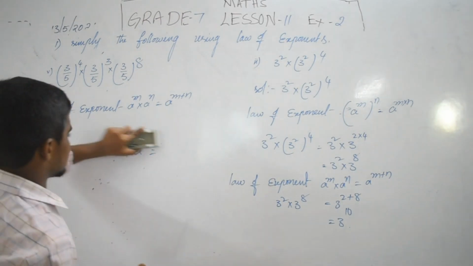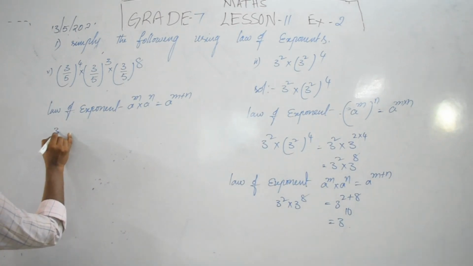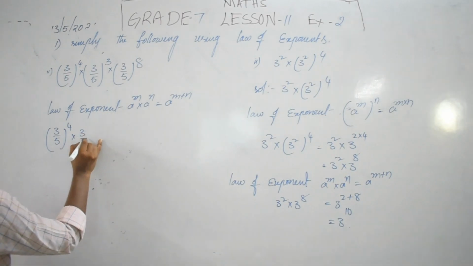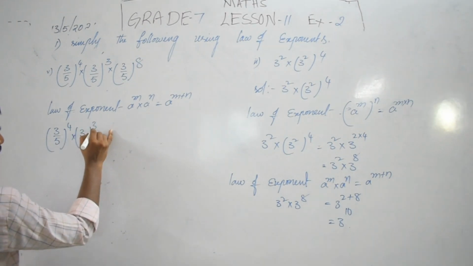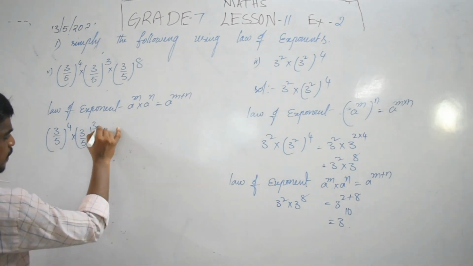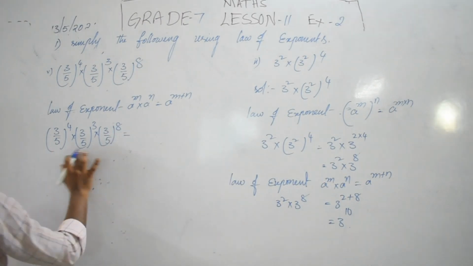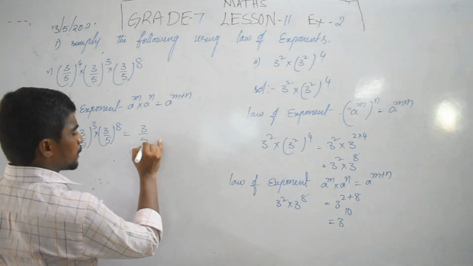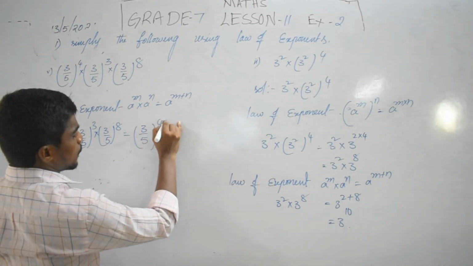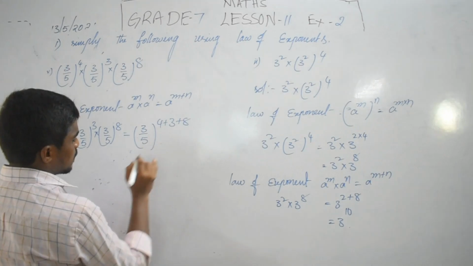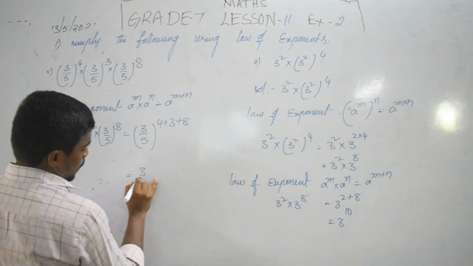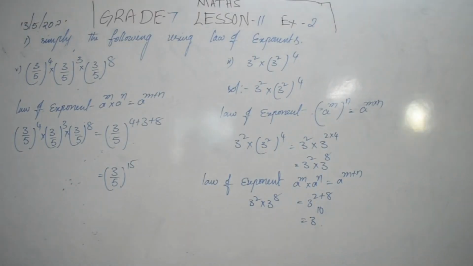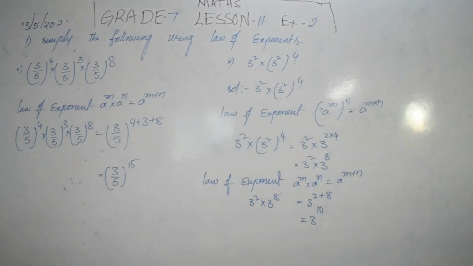So as in this, 3 power 5 4 multiplied by 3 power 5 3 multiplied by 3 power 5 8. Bases are equal, powers are added. 3 power 5 into 4 plus 3 plus 8, 3 power 5 into 15, that is 3 power 15. Next.